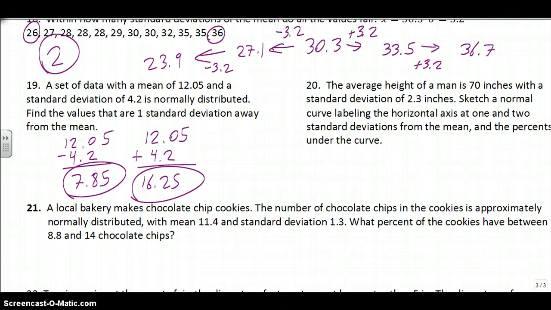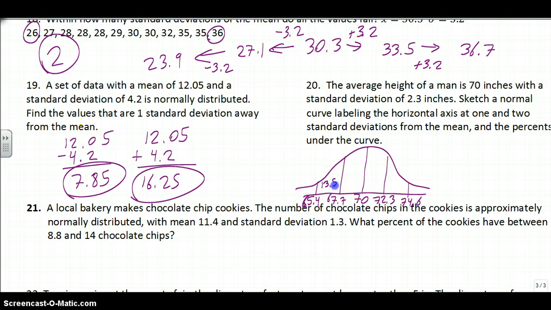Okay, average height of a man is 70 inches with a standard deviation of 2.3. Sketch a normal curve, labeling the horizontal axis at 1 and 2 standard deviations away from the mean. So here's the mean, 70 inches. We're going to add our 2.3 inches every time, right? So 1 away is going to be 72.3. 2 away will be 74.6. We'll go the other way. You're going to subtract 2.3. So you get 67.7 and 65.4. Hopefully you can see those numbers.